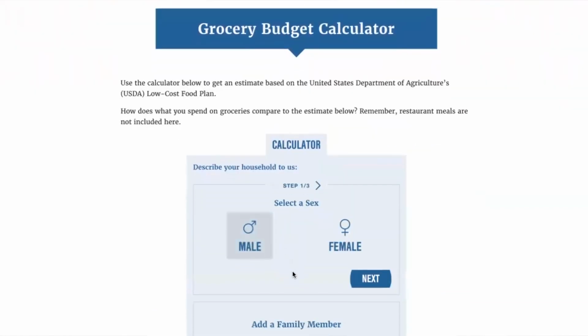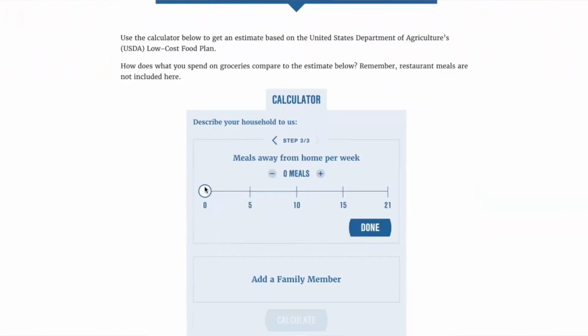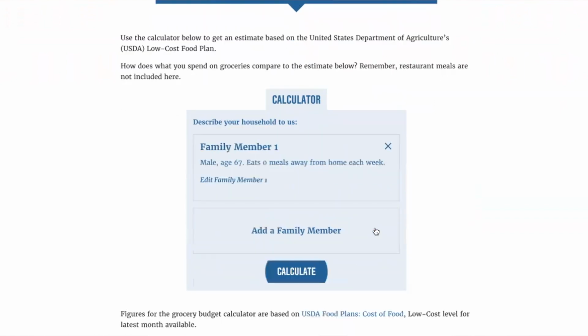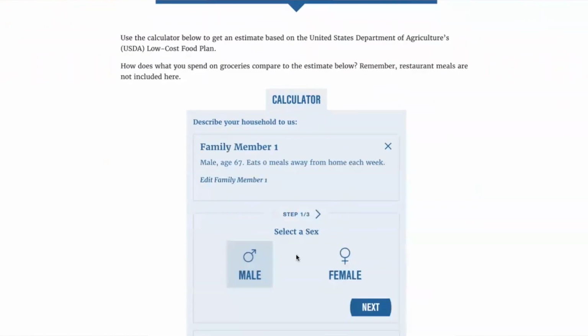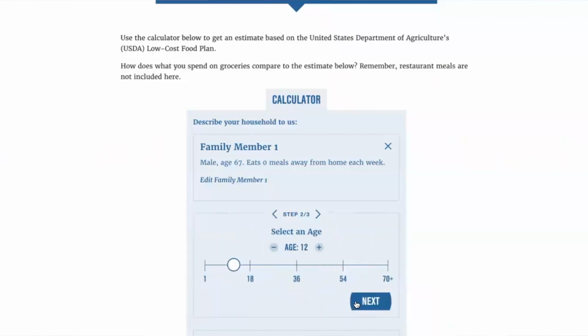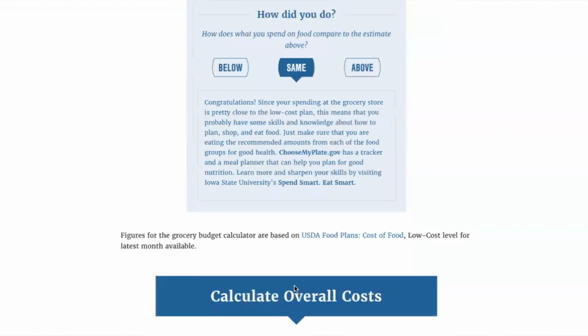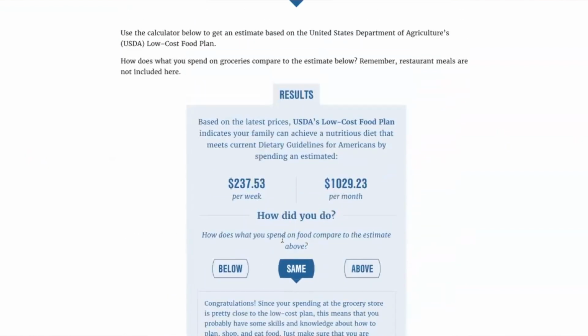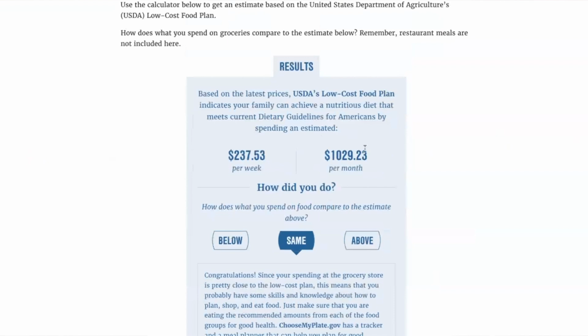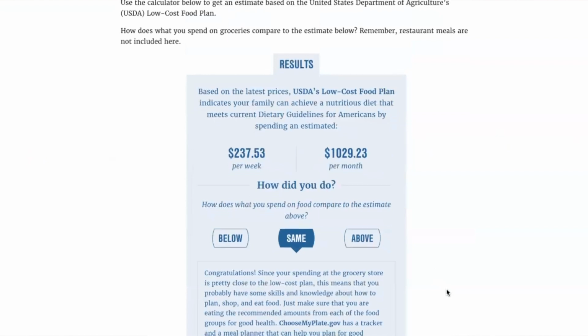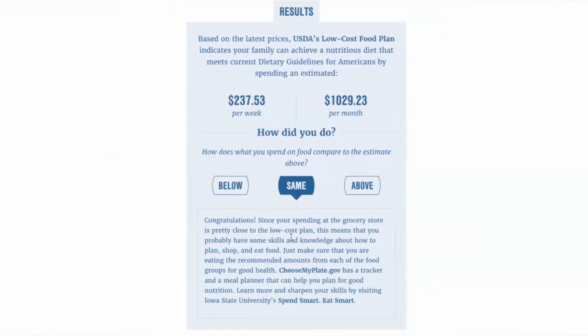It wants to know each family member's age, how many meals they eat away from home, and their gender. So you plug that in for each family member, and you hit calculate, and it's going to tell you, according to the USDA, how much on average you would need to be spending on groceries in order to achieve a well-balanced diet. So, spoiler alert, we spend a lot less than the USDA says that we should.